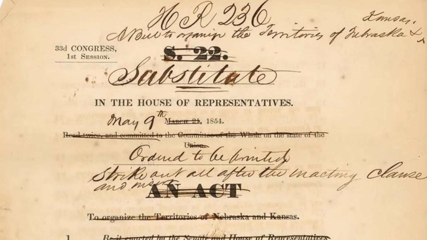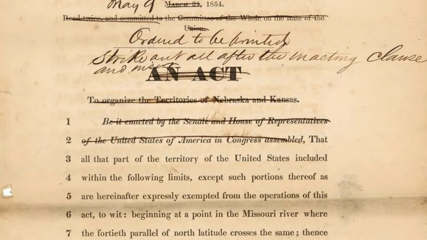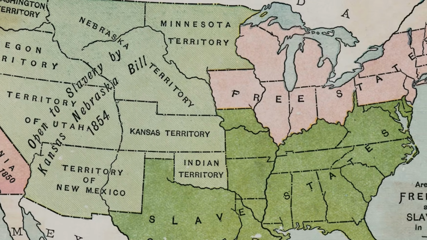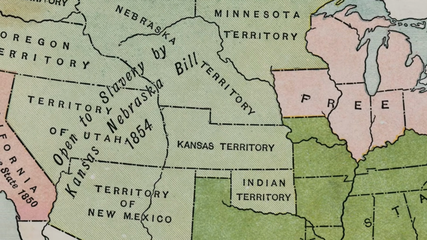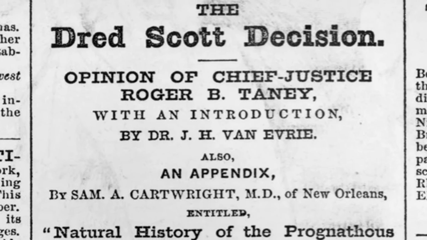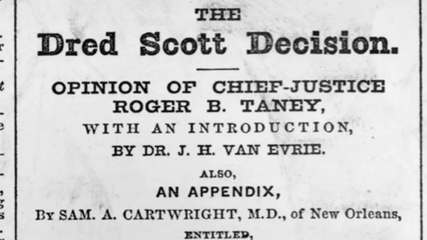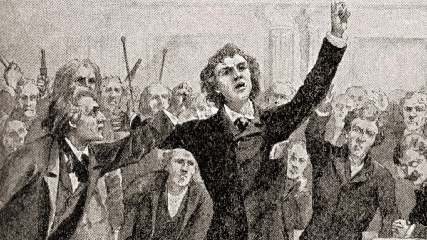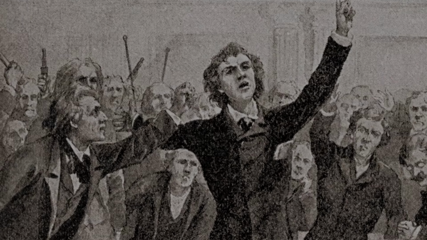The Kansas-Nebraska Act of 1854 effectively repealed the 36°30′ restriction by allowing settlers to vote on the issue of slavery, while the 1857 Supreme Court decision in Dred Scott v. Sanford ruled that Congress lacked the authority to prohibit slavery in the territories.